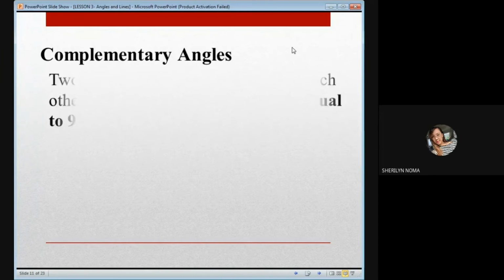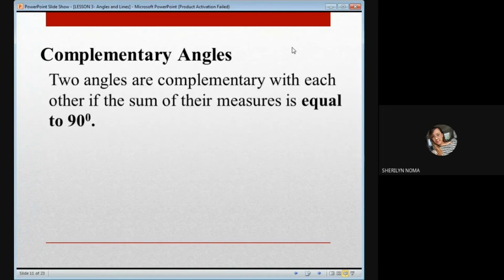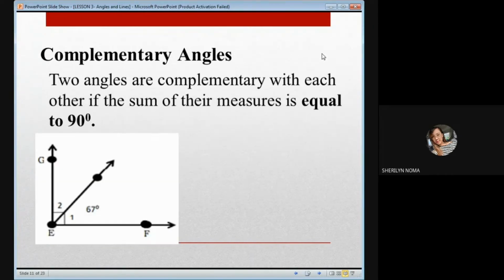When we say complementary angles, two angles are complementary with each other if the sum of their measures is equal to 90 degrees. Meaning, we're going to add the measurements of two angles. Their sum should be 90 degrees. Say for example, this is angle E. As you can see, we have two angles. Tama? Dalawa yung nakikita nating angles diyan.